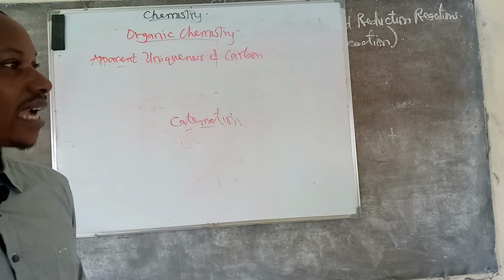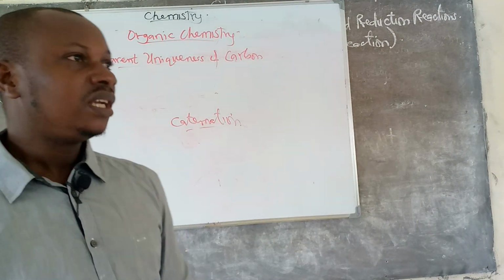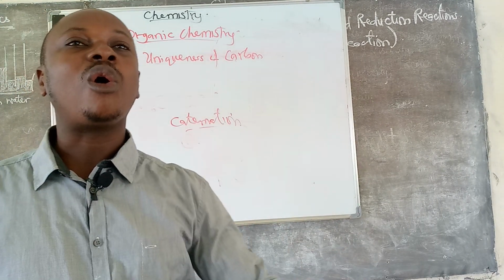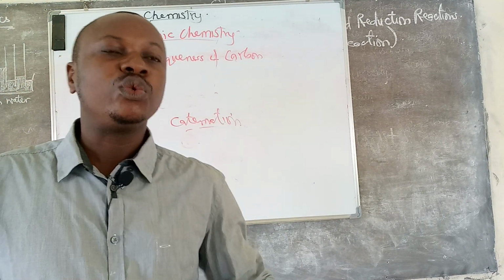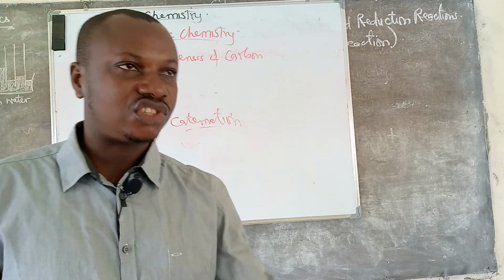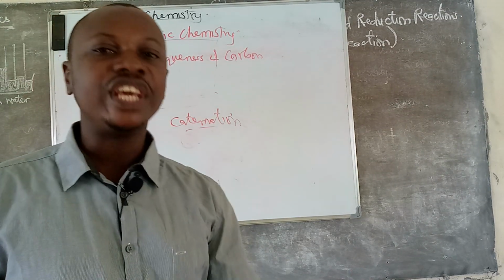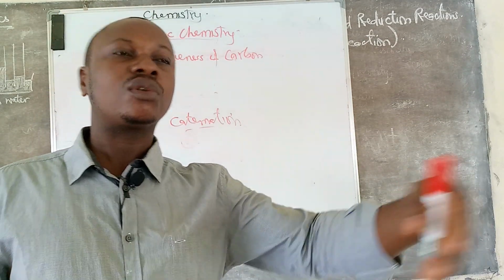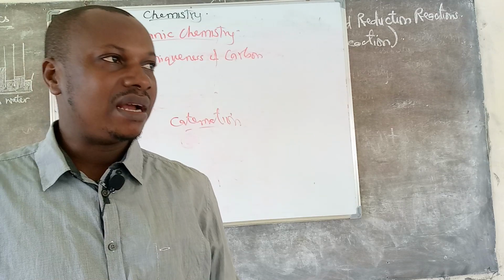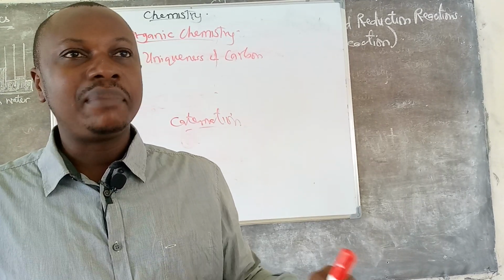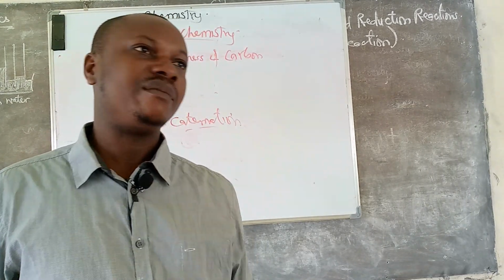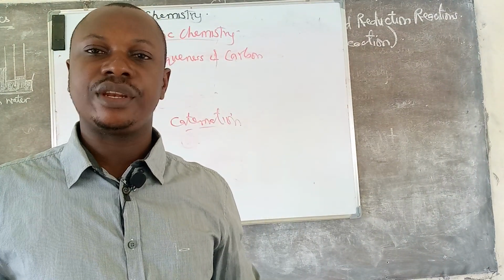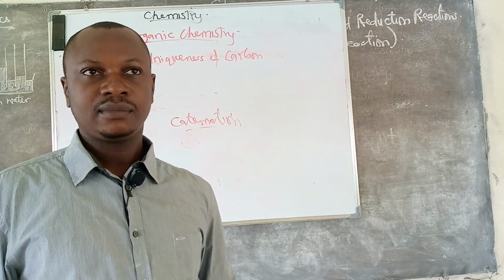So another reason why carbon forms so many organic compounds is that carbon has the ability to combine with other elements. Carbon can bond with sulfur. Carbon can bond with oxygen. Carbon can bond with chlorine. Carbon can bond with bromine and so many other elements. Unlike carbon, other elements may not have the ability to bond with all these elements I have mentioned and more. But carbon can comfortably bond with chlorine and so many other elements.